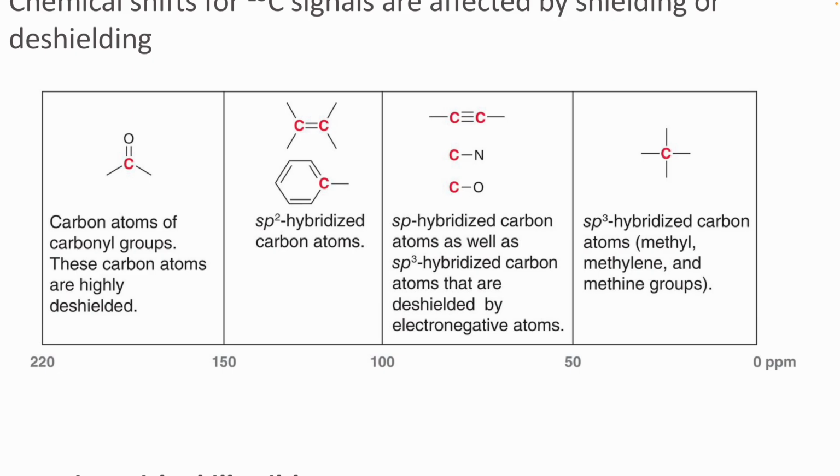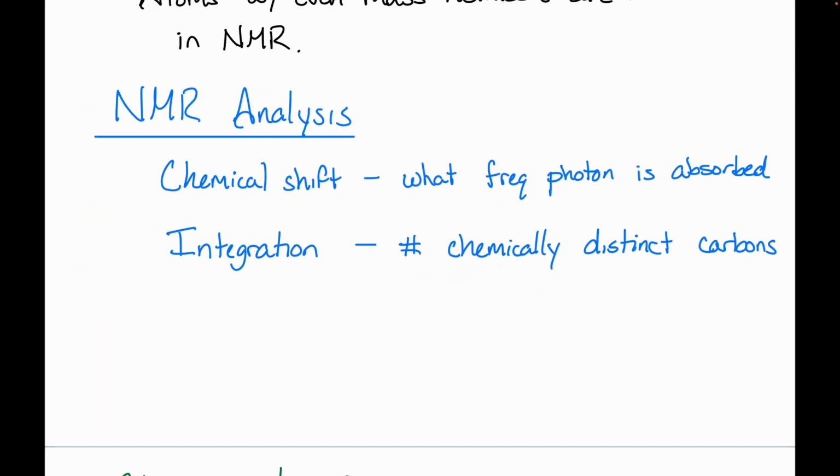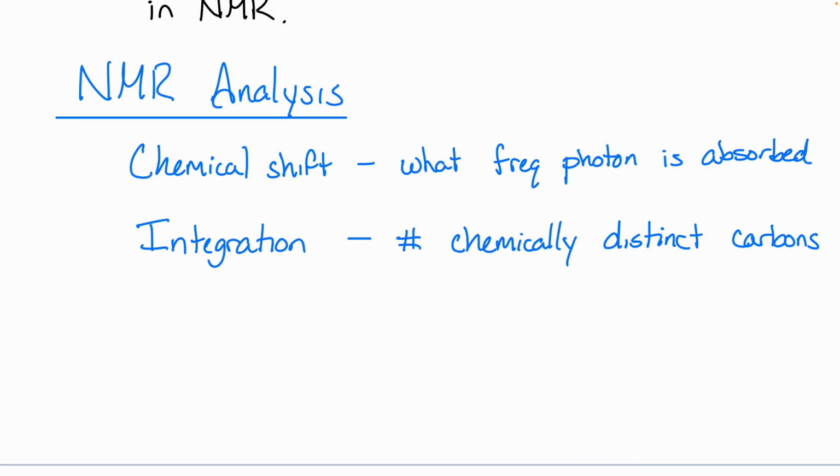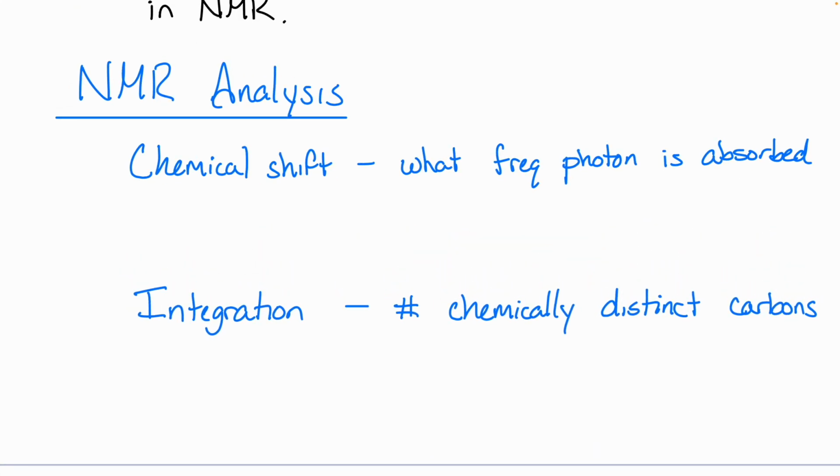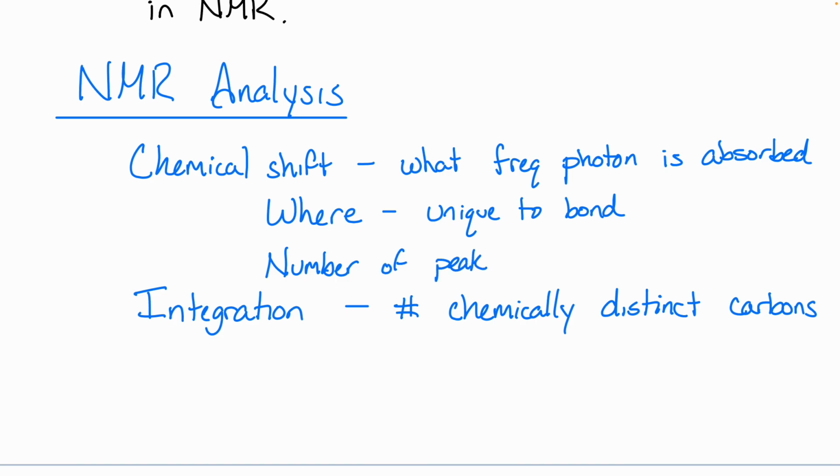Okay? So this chemical shift that we said that we can find actually has 2 pieces of information that are really important. Where on the spectrum is unique to the bond, but almost more important than that is simply the number of peaks, because that tells you the number of chemically distinct carbons, chemically distinct groups.